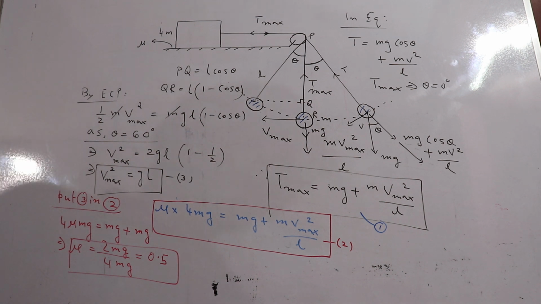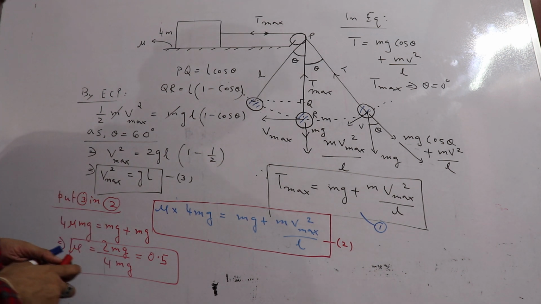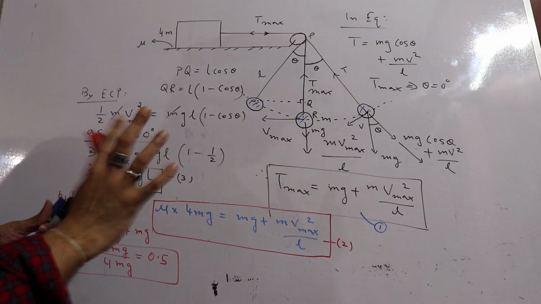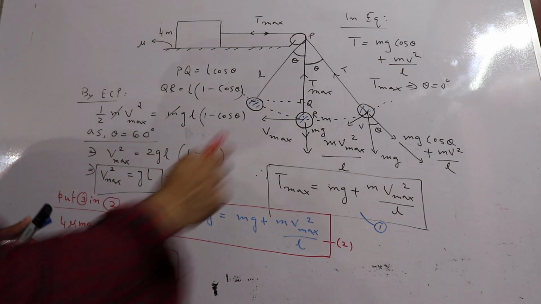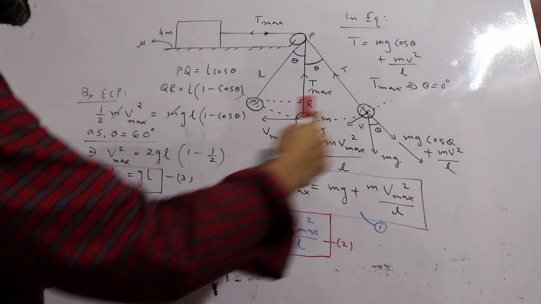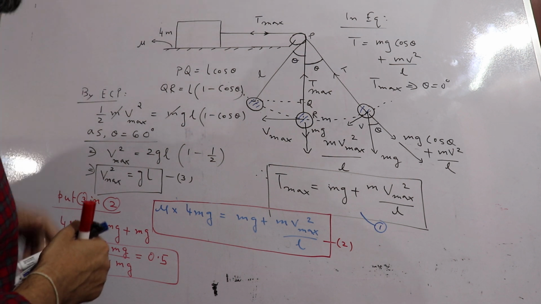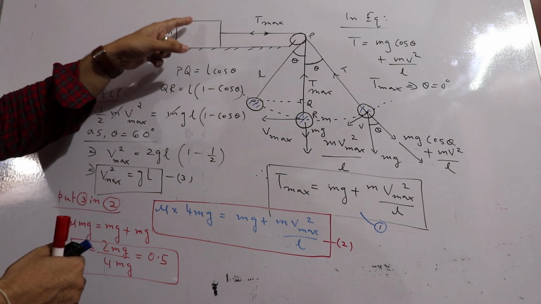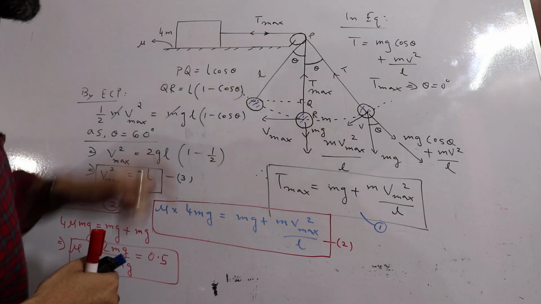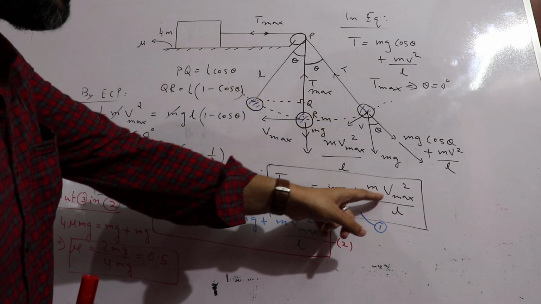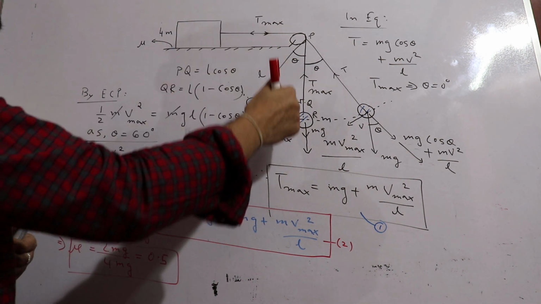So what is the value of the coefficient of friction? The coefficient of friction between the block of mass 4m and the table surface is 0.5. Once again I am telling you, it's a very simple concept, but it's a beautiful concept, that for the entire duration of the swing of this simple pendulum, this block is not experiencing maximum tension. It experiences maximum tension when the bob is at its mean position, and Tmax is mg plus m Vmax square by L.